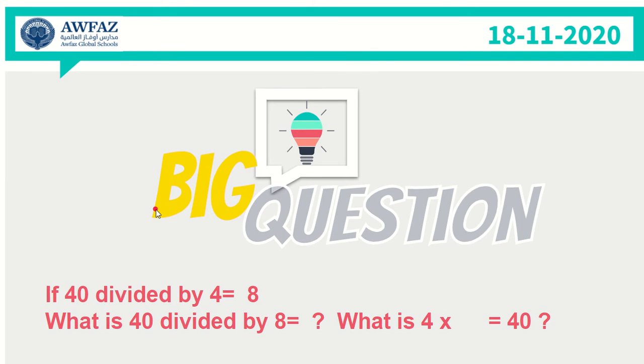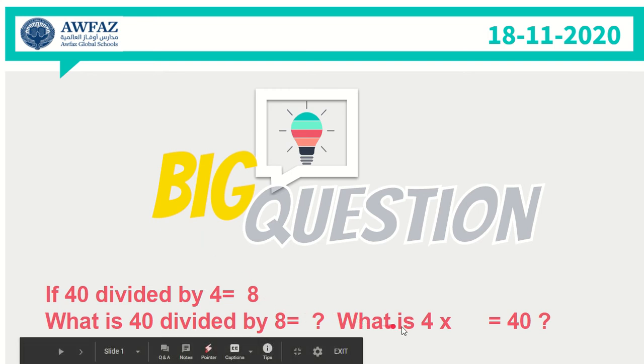Hello everyone. Our big question today is, if 40 divided by 4 equals 8, what is 40 divided by 8 equal? And what is 4 times what equal 40? In other words, what is the number that is multiplied by 4 we get a total of 40?